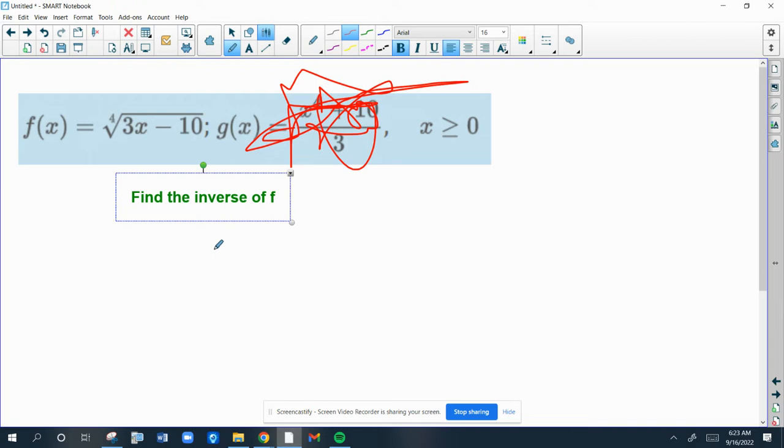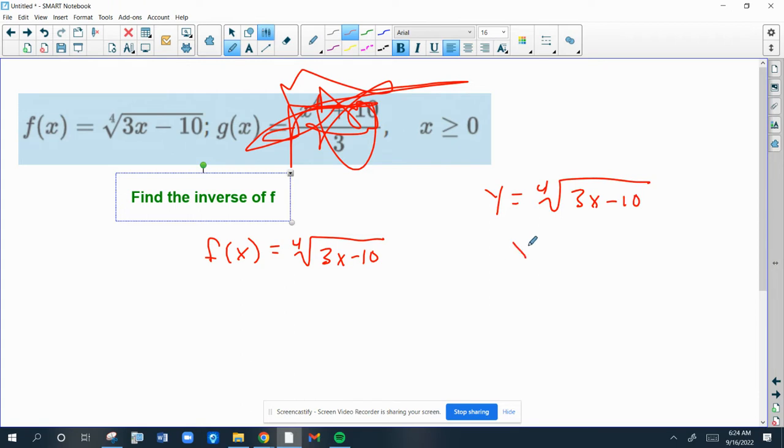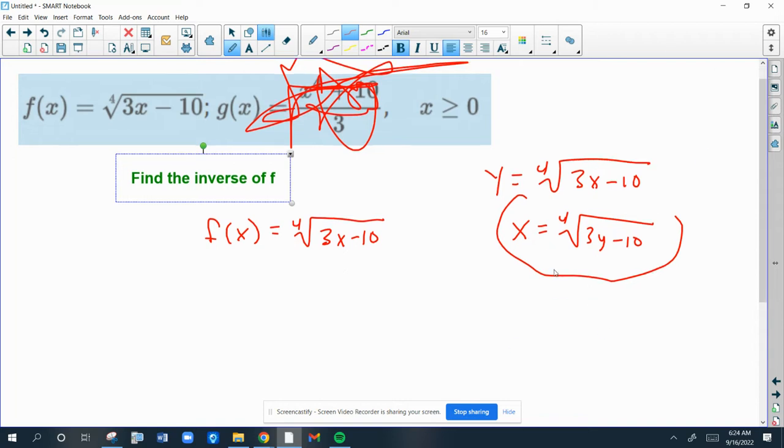Start with f. One way you can do this is just flip the x's and y's, and I'm not going to do it this way, but I think it's more work than required, but let's just show you. You can flip the x's and the y's, and now just solve this for y, and you'll have the inverse. Most of that you can do in your head, and that's what I like to do. I like to do it all in my head.